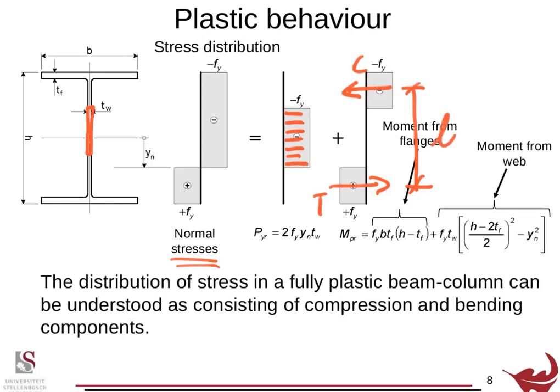So if you want to calculate, from the stress distribution, what moment it is carrying and what axial force it is carrying: the axial force is simply its area, 2 times some distance, yn, above or below the neutral axis, times thickness of web, times yield. So this would give us an area times stress, giving us a force. And then, I'm just rubbing out some stuff so you can see it.